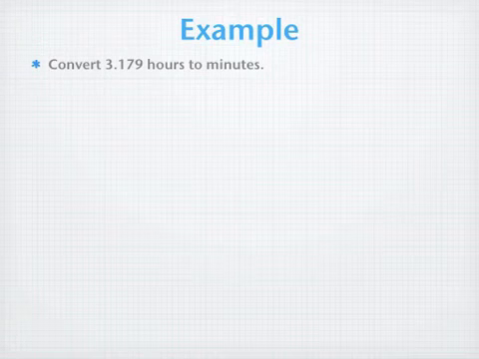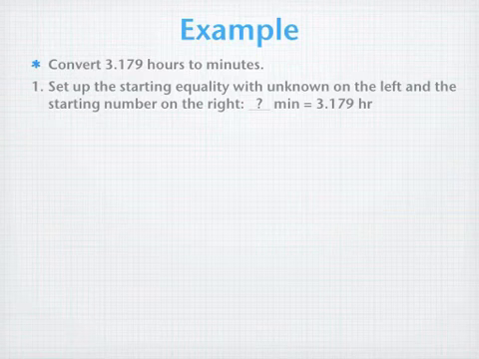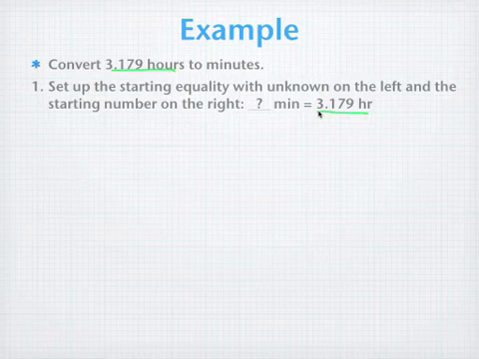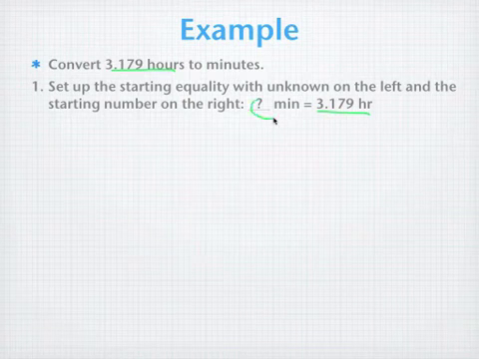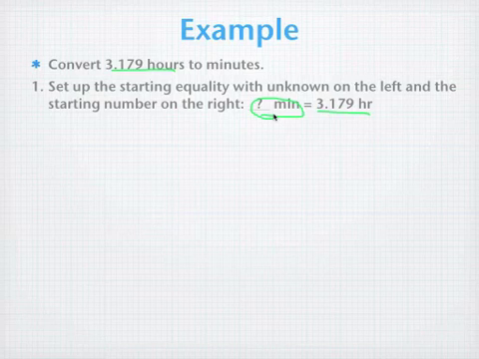Alright, so let's apply that method to solving this problem. I want you to convert 3.179 hours to minutes. So what we're going to do first is set up our starting equality. We have our 3.179 hours. This is our known quantity, so that goes on the right side of the equal sign. And I want you to start all of your problems with something that looks like this, a question mark next to the unit that we want to have as our final answer.